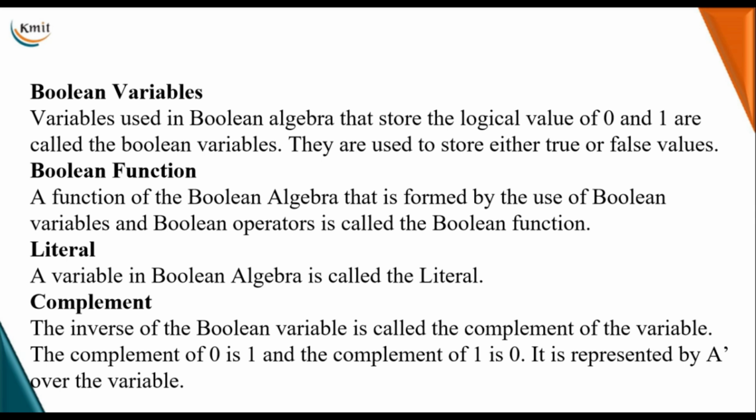A Boolean function is a function of Boolean algebra which is formed by the use of Boolean operators as well as Boolean variables. A literal is nothing but a variable in Boolean algebra. We are going to represent it with alphabets. Now a complement is the inverse of a Boolean variable. If I take a variable represented with the letter A, its complement is represented with A bar. The complement of 0 becomes 1 and the complement of 1 is 0.